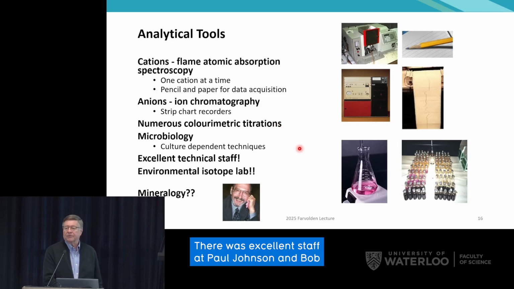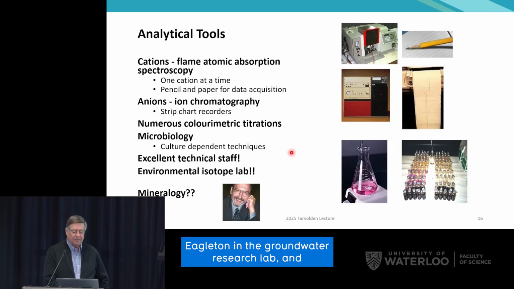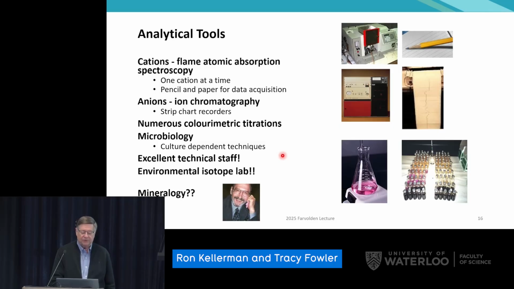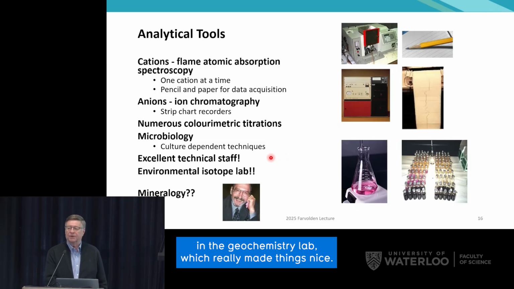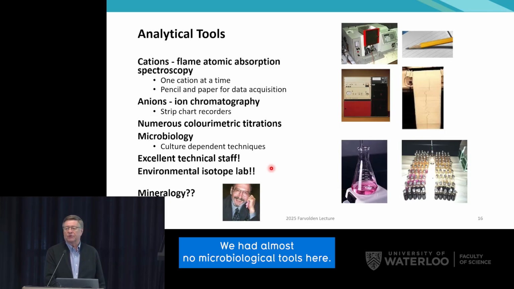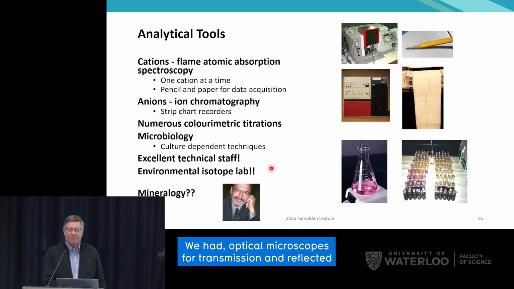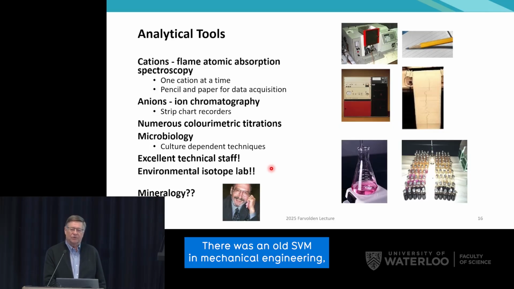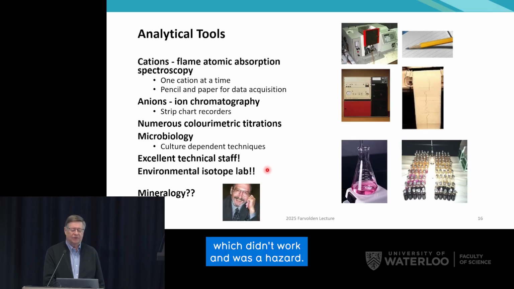There was excellent staff. We had Paul Johnson and Bob Ingleton in the groundwater research lab, and Ron Kellerman and Tracy Fowler in the geochemistry lab, which really made things nice. And as always, the isotope lab was excellent. We had almost no microbiological tools here. We had optical microscopes, or transmission and reflected light microscopes. There was an old SEM in mechanical engineering, and we had an X-ray diffraction unit which didn't work and was a hazard.